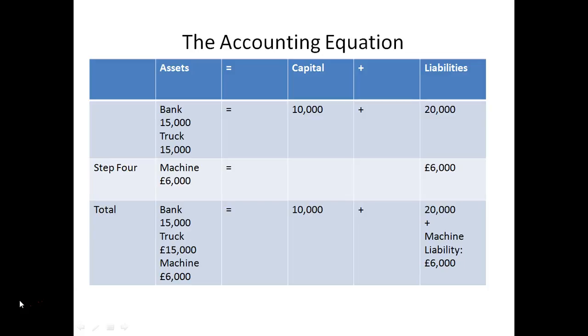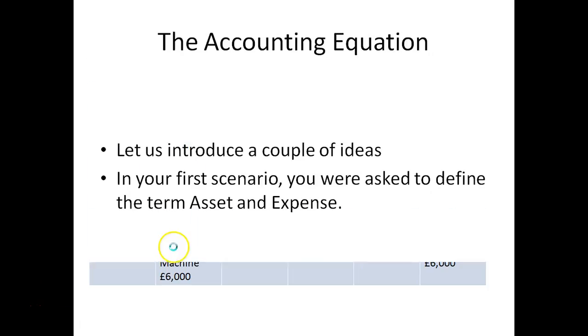That's the piece of paper showing that you owe money to a machine company. As the 20,000 under liabilities is a piece of paper showing that you owe money to a loan company. The capital of 10,000 is a piece of paper showing that you owe 10 grand to the owner. But the actual money itself is sitting in the bank. The actual truck is under assets, and the actual physical machine is under assets as well. Okay, let's look at the next thing.